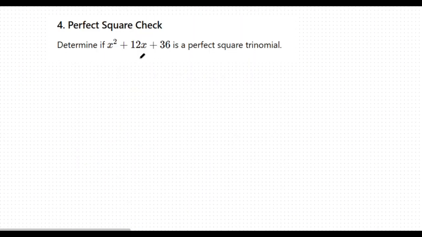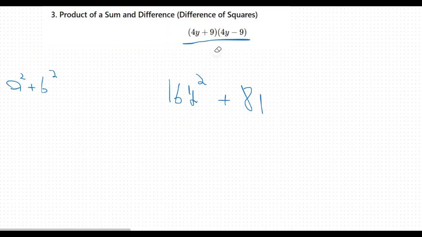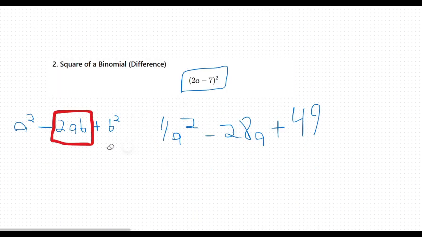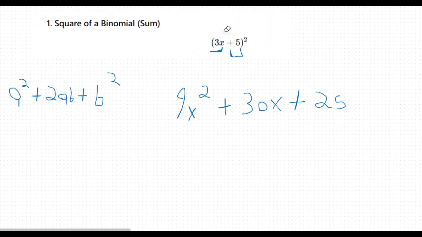All right, final one, perfect square check. Now we're going to see if this is a perfect square trinomial. A perfect square trinomial is simply a trinomial that can break into one of the special cases you just learned, meaning it could be any of the above three. It could be 4y plus 9 times 4y minus 9. Well, sorry, it couldn't be this one because this doesn't create a trinomial. It could be this one, the square of a binomial difference, so 2a minus 7 squared, or it could be 3x plus 5 squared.